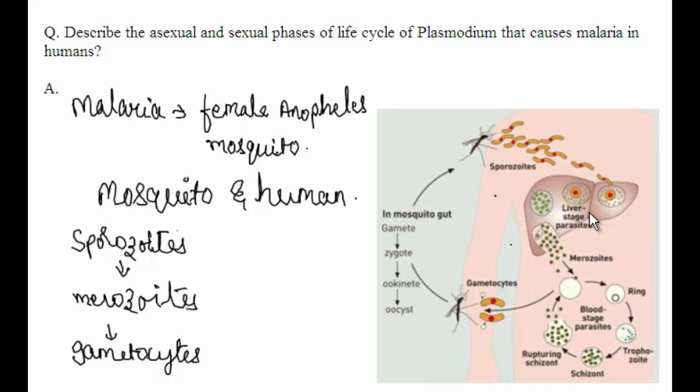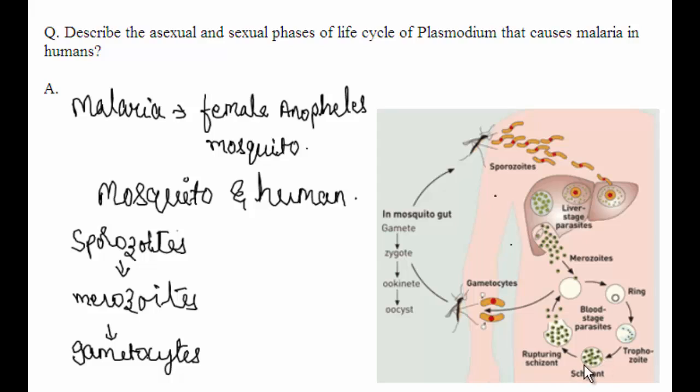So when it bursts the RBC cells, along with the bursting of RBC cells, a toxic element called hemozoin is released. So this toxin, which is called hemozoin, causes chill in the body of the human being.